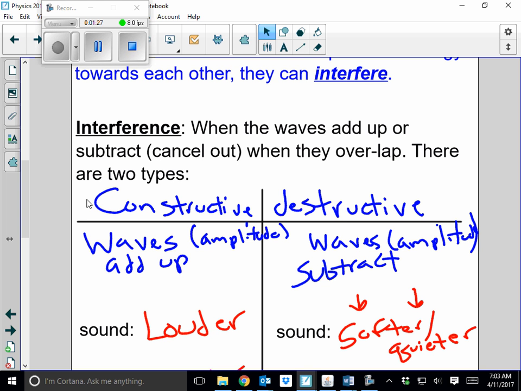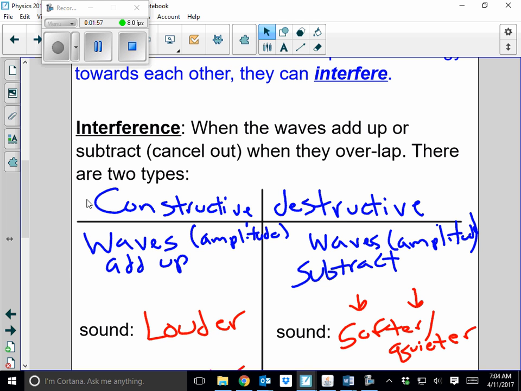So we have two types of interference: constructive interference and destructive interference. Now, constructive interference, as I talked about in class, is when the waves add up. Remember, amplitudes can be positive and negative, on the top of the line or on the bottom of the line. Where they're both on the same side of the line, they can add up. Why? Because 1 plus 1 is 2, and -1 plus -1 is -2. So it essentially adds their amplitudes up, making a bigger wave.